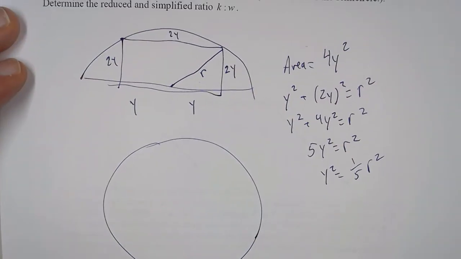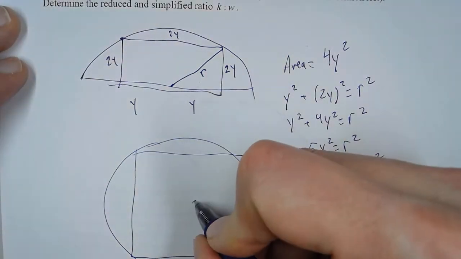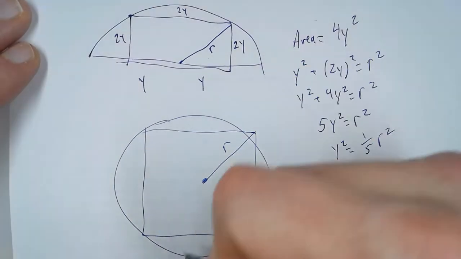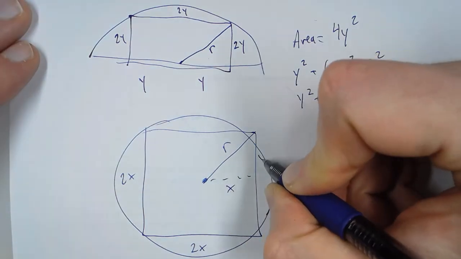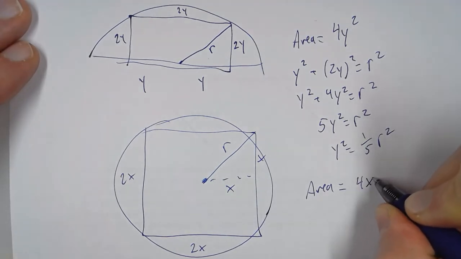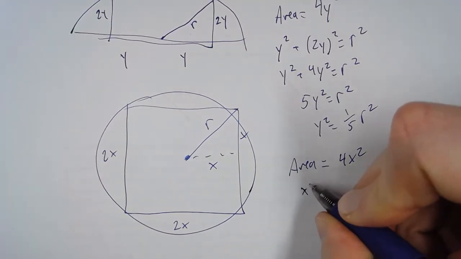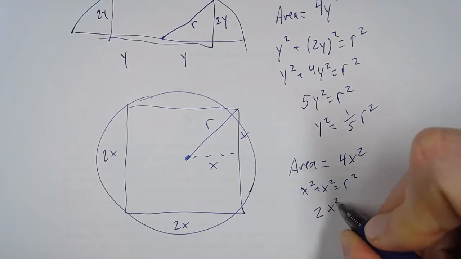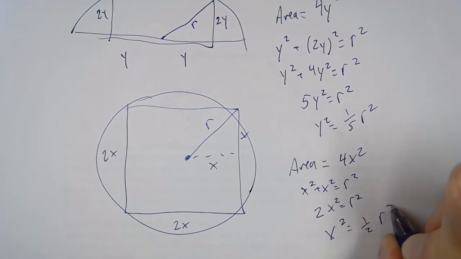Now the other one is also a square. So, same radius r, but now, let's call this 2x, 2x, x, and x. So the area here is going to be 4x squared, but we need to put x in terms of r. So x squared plus x squared equals r squared, so 2x squared equals r squared. So x squared equals 1/2 r squared.